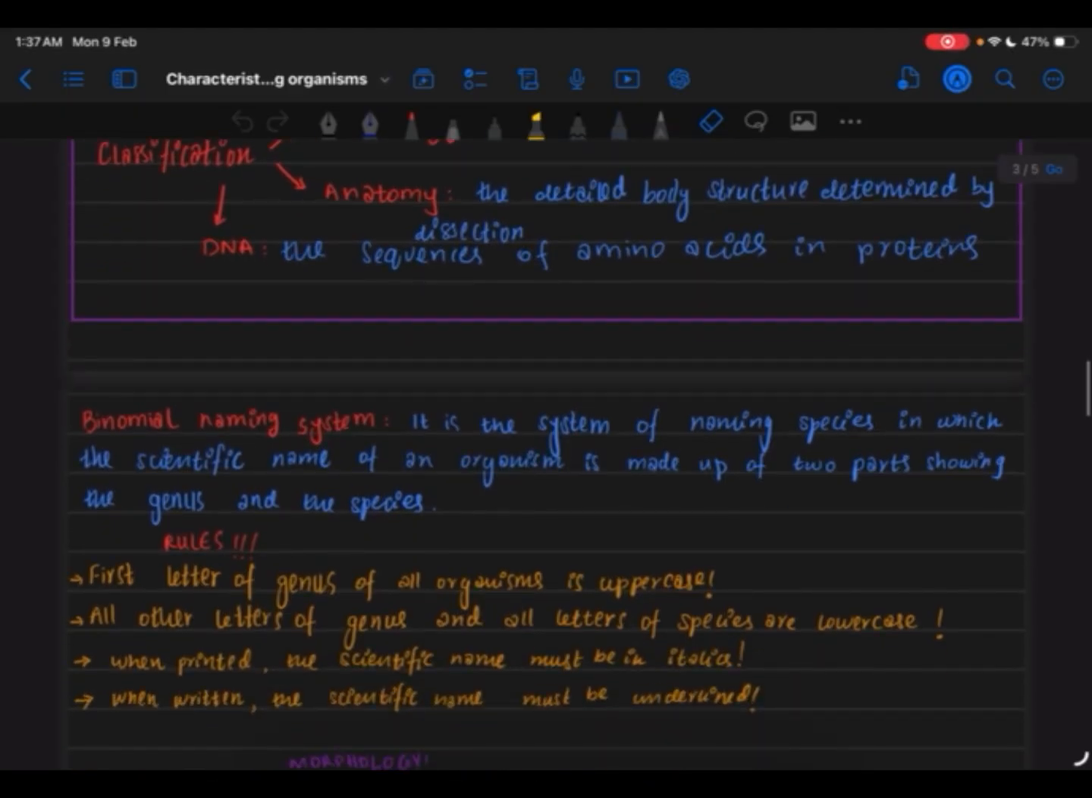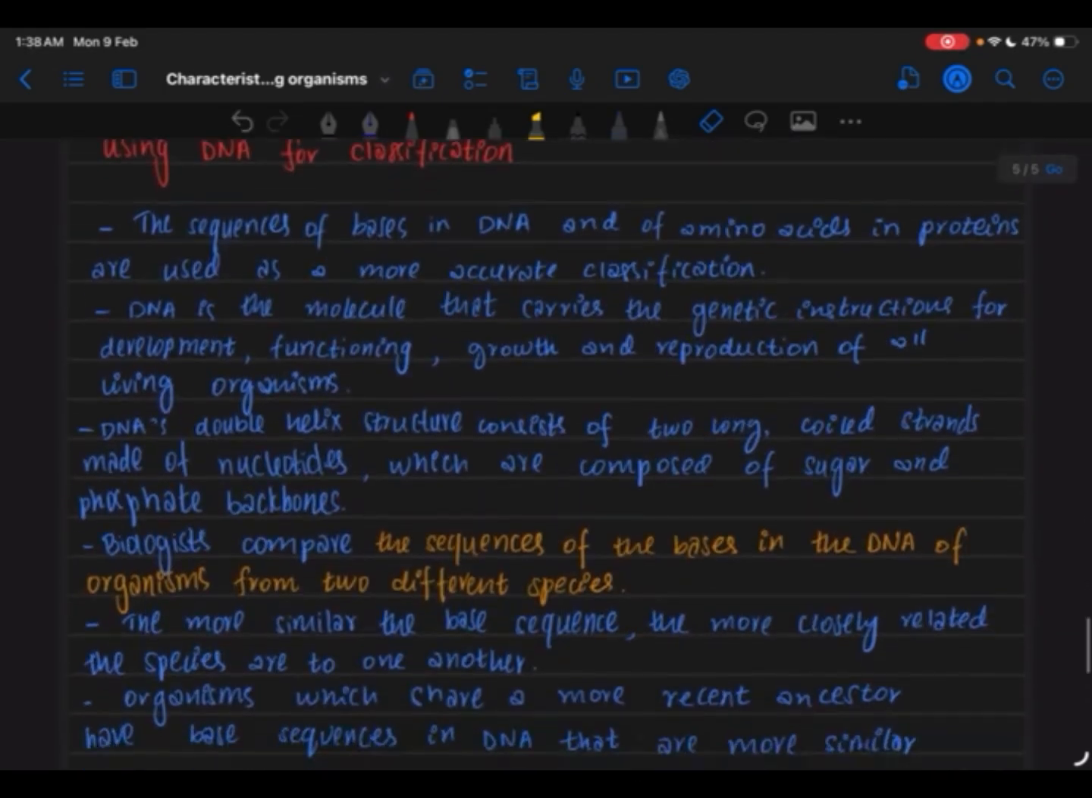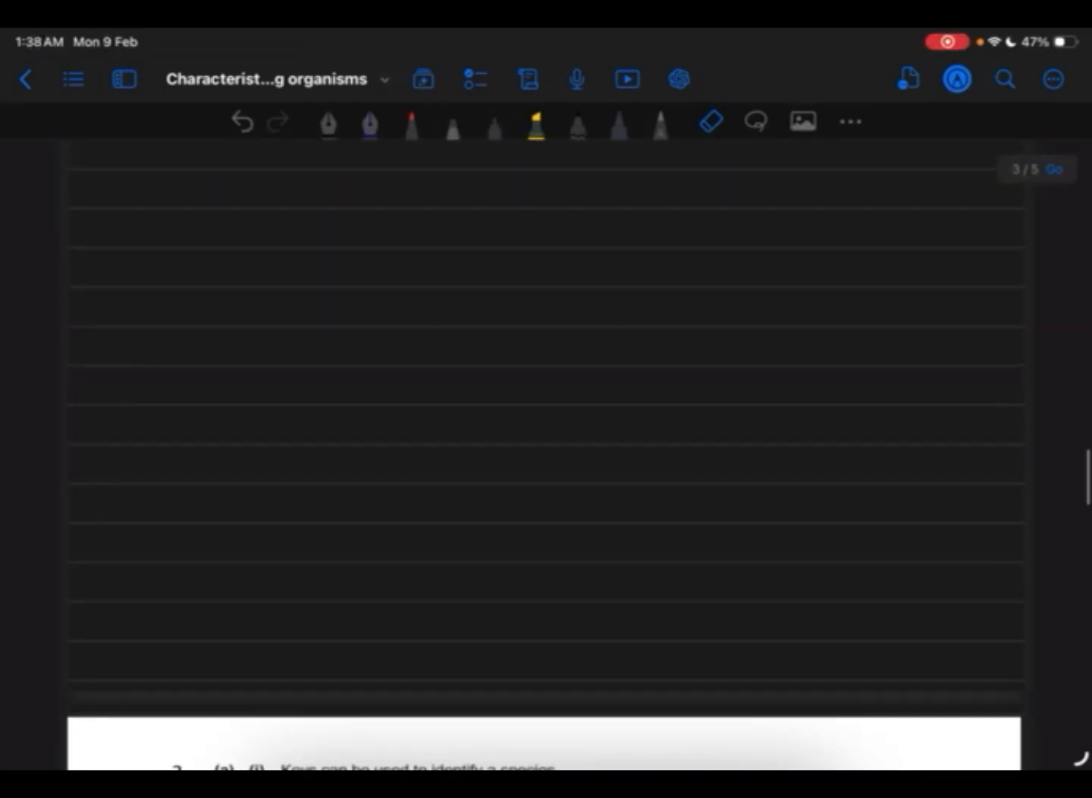Now moving on to anatomy, which is a bit more difficult. Classification based on anatomy focuses on how the internal body structures of an organism look after you dissect them. For example, if you need to compare two organisms, you will have to dissect both of them and see how similar their internal body structures are, and that will be your classification based on anatomy. Now, DNA we already went over. We're going to go over DNA once again at the end of the video in a bit more detail, as you can see right here.